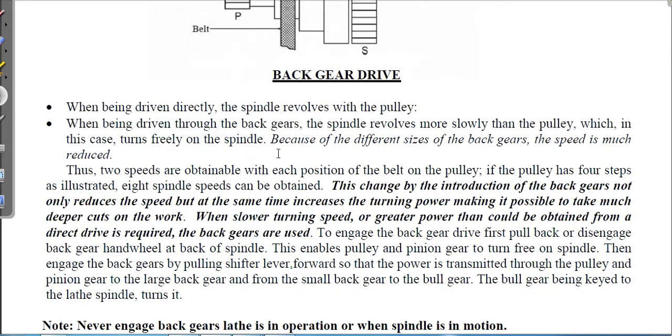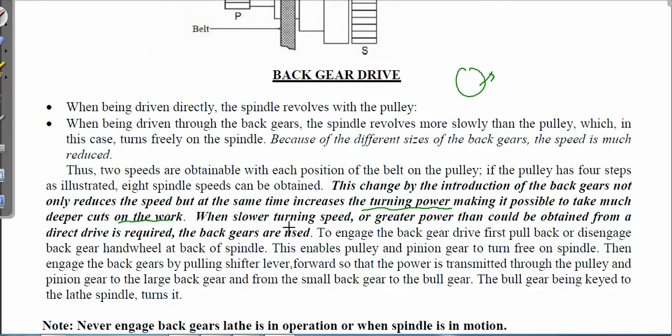Now let's read a few points on this. So thus we see two speeds are obtainable with each position of the belt on the pulley. If the pulley has four steps as illustrated in the figure, then we will have 8 spindle speeds. Thus this change by introduction of back gear not only reduces speed, the main function, but at the same time it increases the turning power also. And if turning power is increased, then it makes it possible to take much deeper cuts on the work. Whatever the workpiece, we will be able to increase the depth of cut.